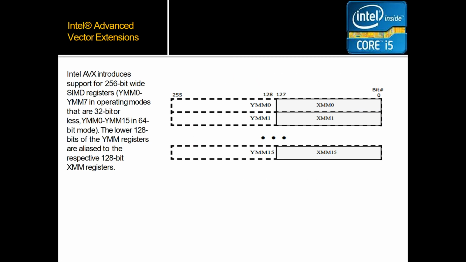Alright, the next is the Advanced Vector Extensions. The AVX introduced support for 256-bit wide SIMD registers. This is the architecture for the AVX SIMD. So basically, the 256-bit offers a wider range of registers, while the lower 128 bits, or XMM registers, can only be used as 128-bit registers.